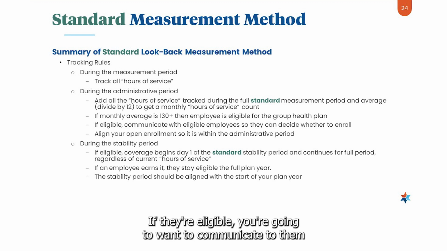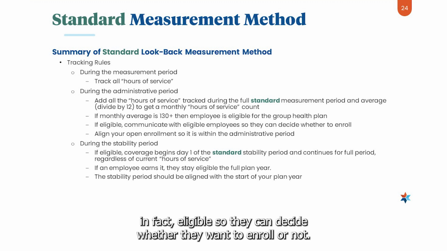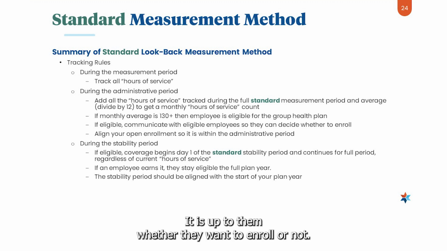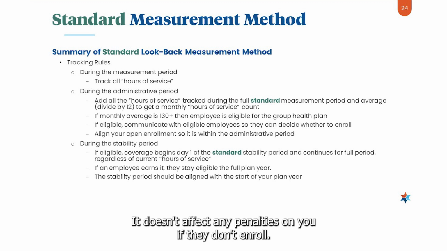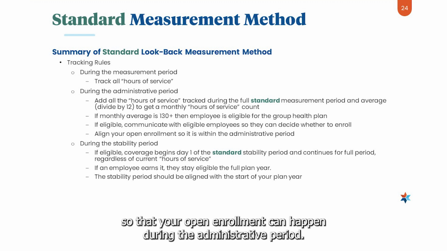If they are eligible, you're going to want to communicate to them during this period of time, this administrative period, that they are in fact eligible, so they can decide whether they want to enroll or not. Your job is to offer to your full-time employees. It is up to them whether they want to enroll or not. It doesn't affect any penalties on you if they don't enroll. Your goal is to offer to them. And again, you want to align this administrative period so that your open enrollment can happen during the administrative period.